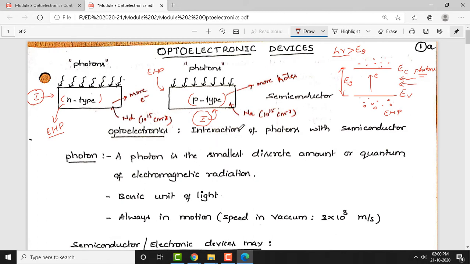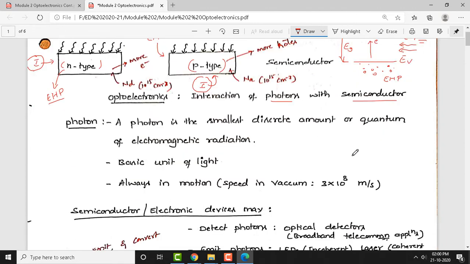Okay. So, that is the process which is going to happen here. Optoelectronics, basically, is an interaction of photons with the semiconductor, that is the basic definition. And look, a photon is the smallest discrete amount or quantum of electromagnetic radiation.